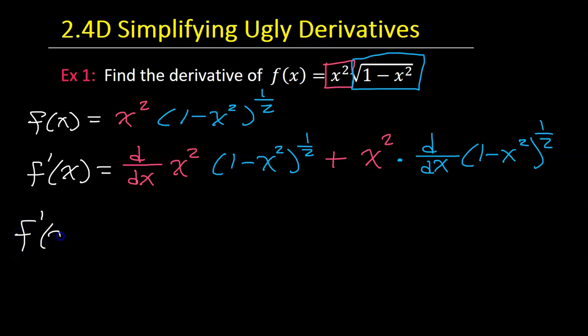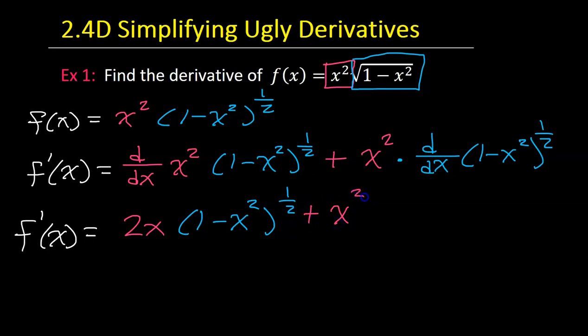So we have f prime of x equals. So we're supposed to take the derivative of the first function. We might as well go ahead and do that. That's going to be 2x. We're leaving the second function alone for now. So 1 minus x squared to the 1/2 power. There's no d dx here, so I can go ahead and just write x squared. But now we are supposed to take the derivative of 1 minus x squared to the 1/2 power.